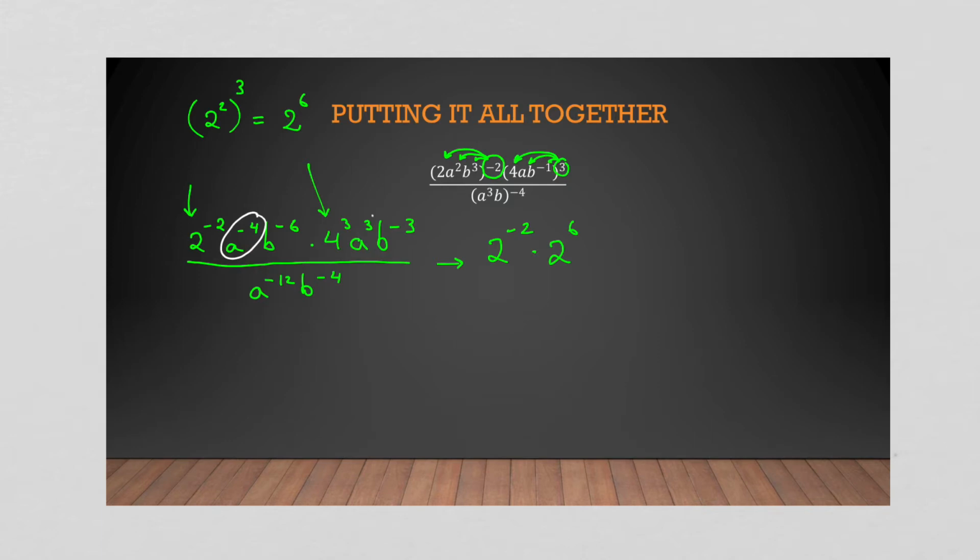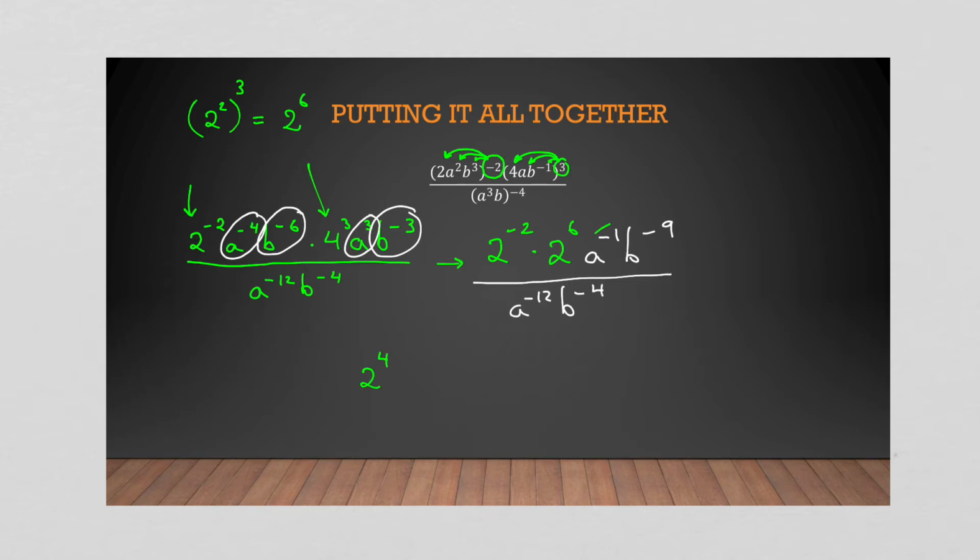So I have a to the negative 4 and a to the positive 3, which is going to give me a to the negative 1. And then I have b to the negative 6 and b to the negative 3, which is going to give me b to the negative 9. And on the bottom, I have my a to the negative 12 and my b to the negative 4. There's nothing I can do there. But now you'll notice I can combine those 2's. So I end up with 2 to the 4.